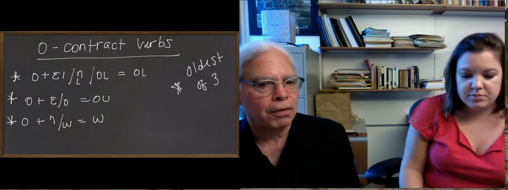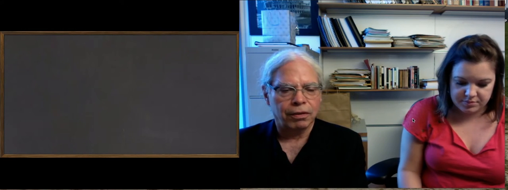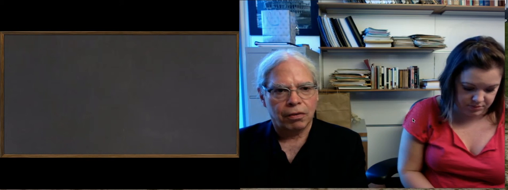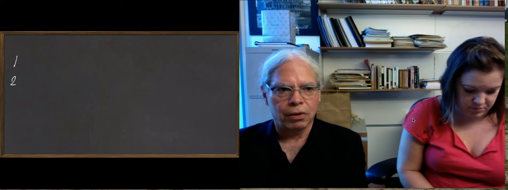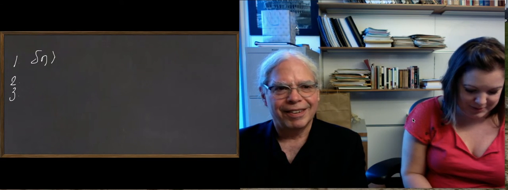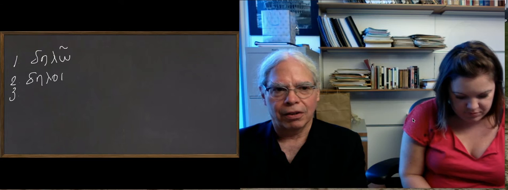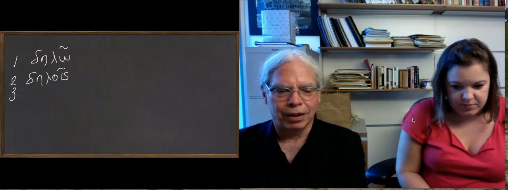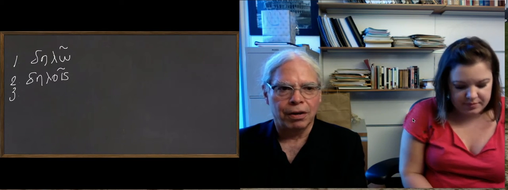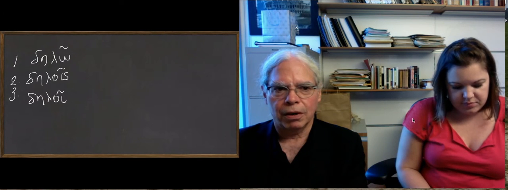So let's look at the present indicative active of deloo. The forms that you see are deloo, with a circumflex. We'll look at the principal parts in a second. Deloo, deloeis, which again can be an optative too. We'll show you in a second. And deloei. Okay, so that's because the EI is becoming an OI, right?